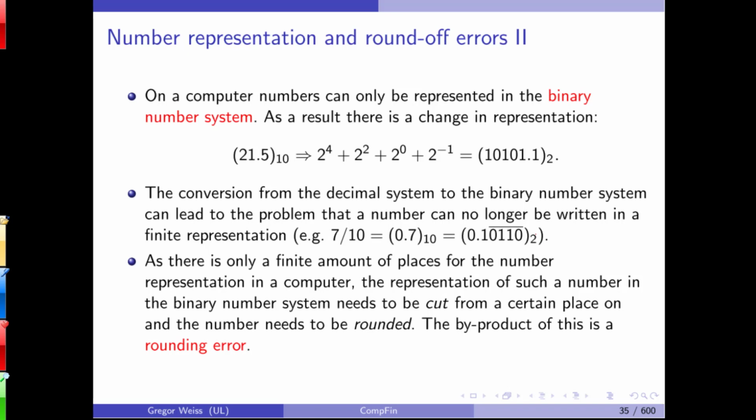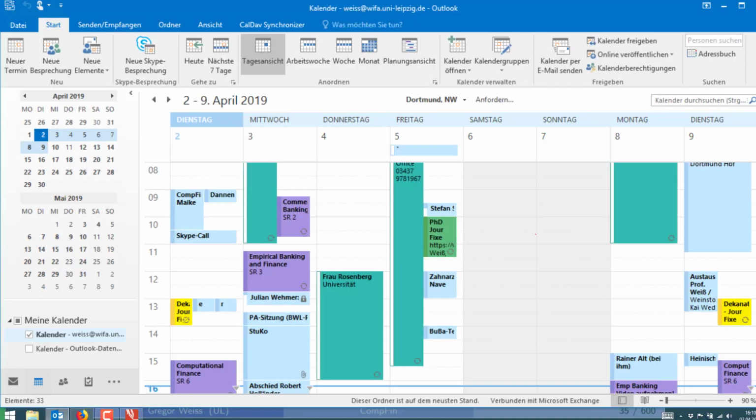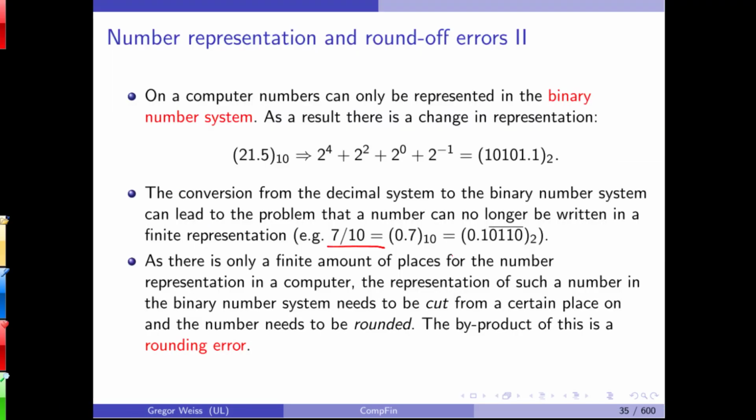Finite representation, but 8.1 or 0.1 or 0.7, all these numbers, they will look like this. 0.7 is 0.1 and then 0110 period, and this goes on. That is why the computer needs to cut off 8.1 at some point, and that's why you get a truncation error here in this case. So you need to cut this from a certain place on, and you will get a rounding error.